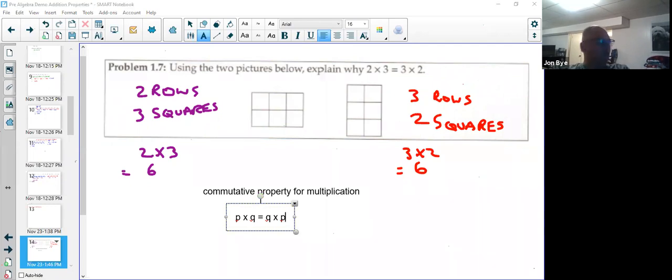Time is almost up. Oh no, we're having so much fun with math, right? But you don't want to take too much time. You can't spend hours and hours on one subject because it just doesn't stay with you. So an hour is probably a perfect amount of time to spend on it. So that's the commutative property.